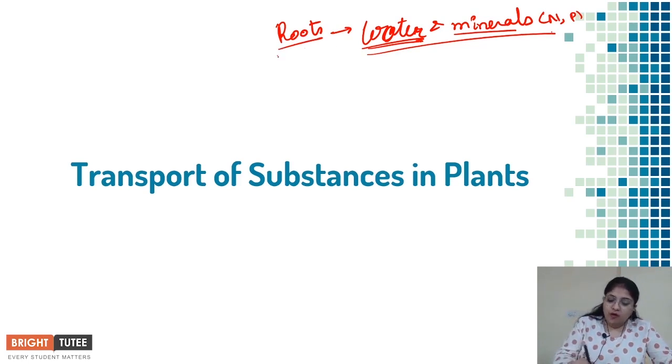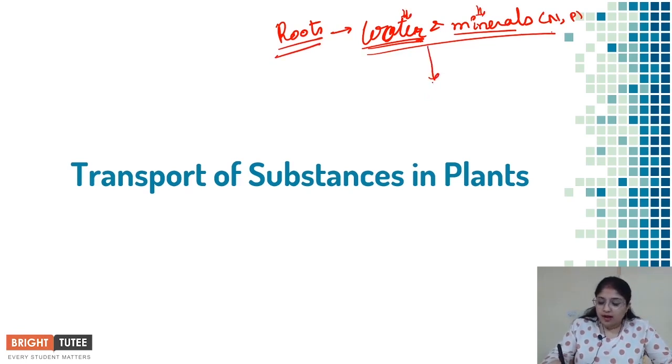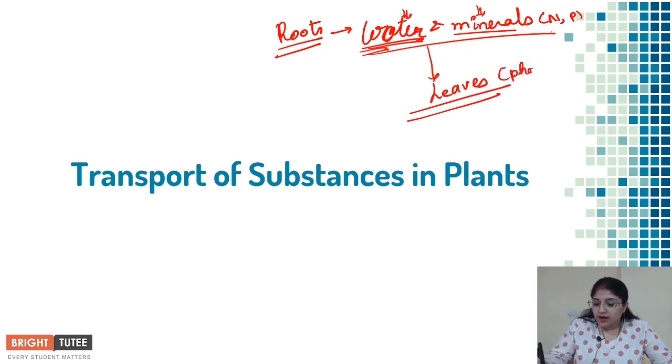So, when the roots are absorbing the water and mineral, how do they reach the leaves, right? So, this is one of the transportations that takes place, that the water and mineral that has been absorbed by the roots from the soil are transported to the leaves, where the leaves perform photosynthesis, right? And in photosynthesis, it produces food material with the help of water and carbon dioxide and in the presence of sunlight, right? So, the leaves are performing photosynthesis and are producing food.